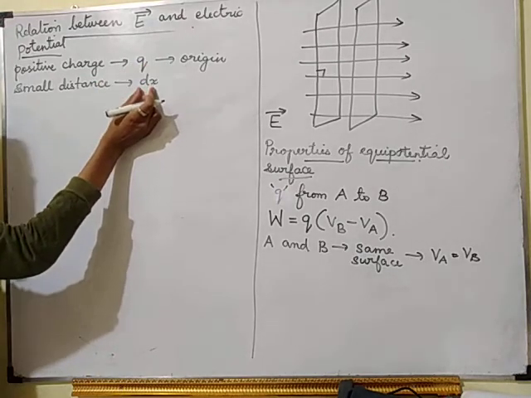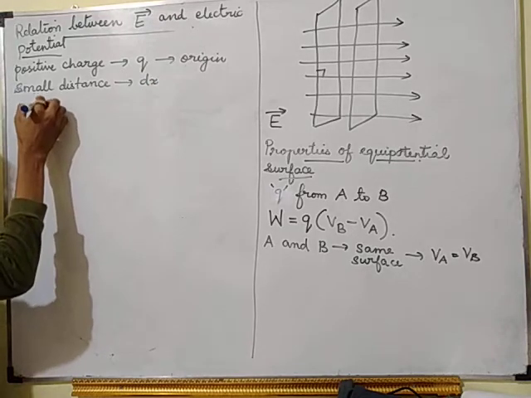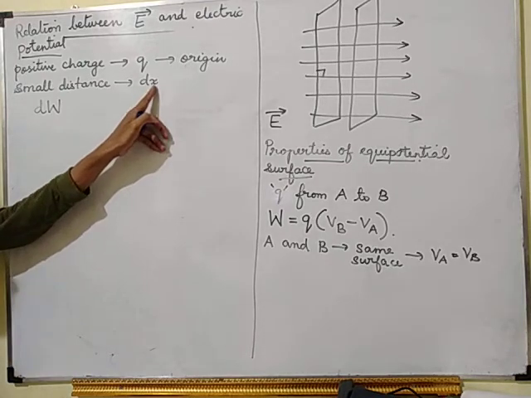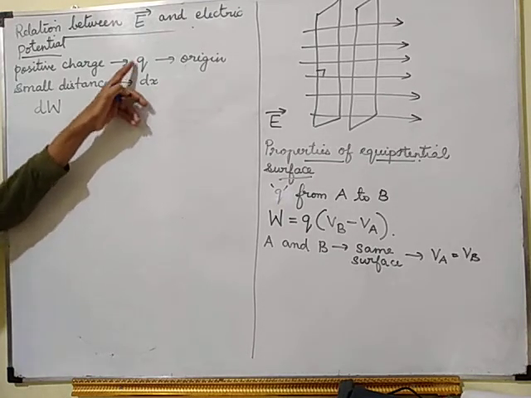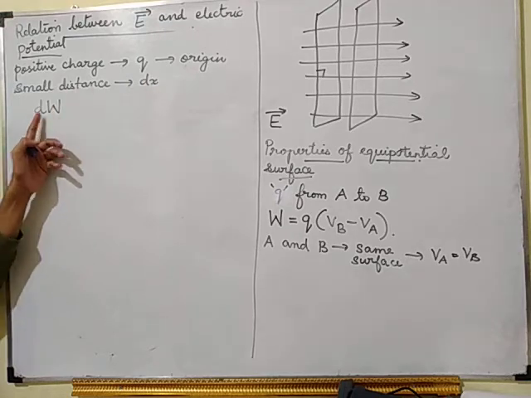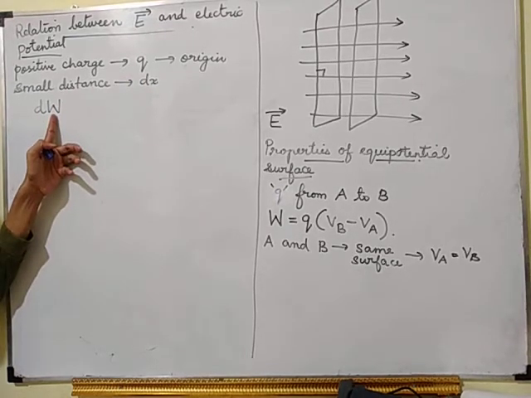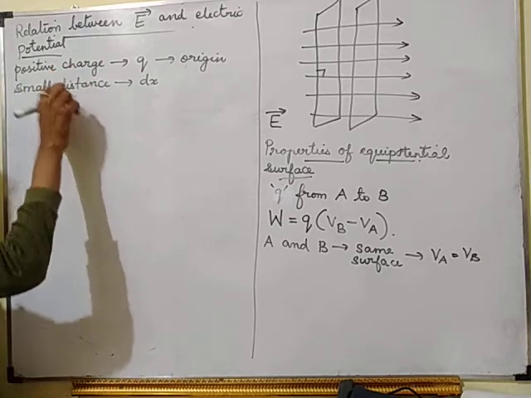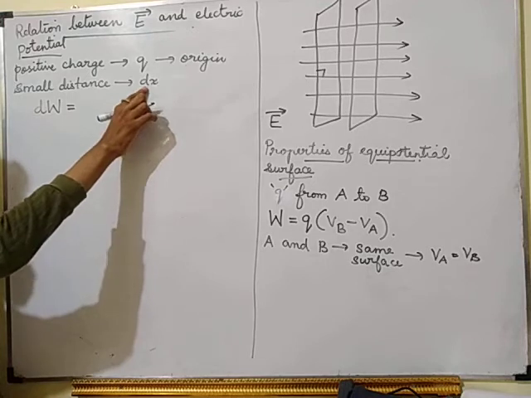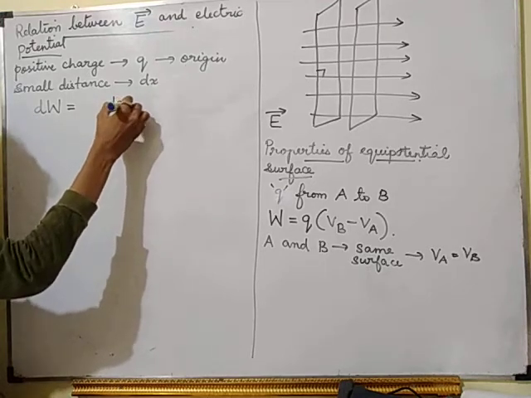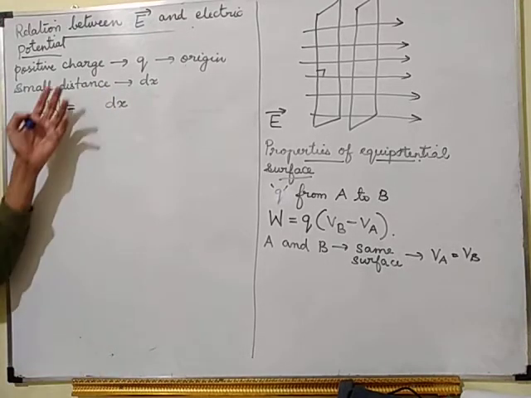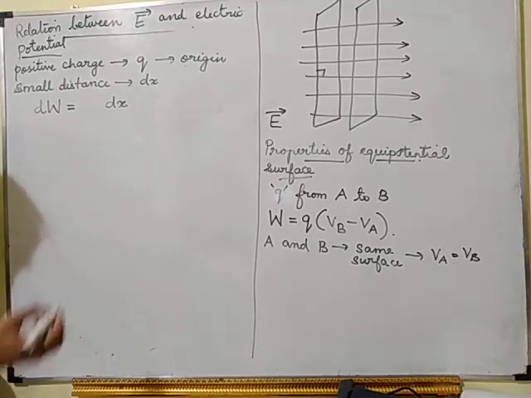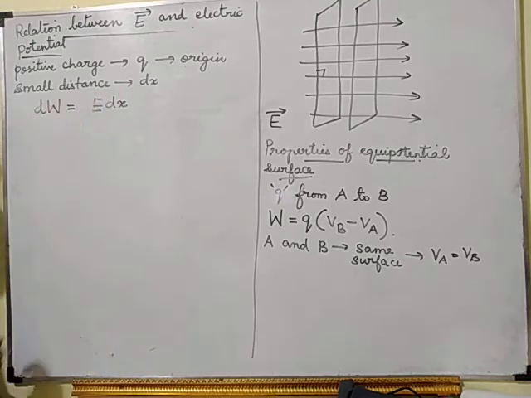For moving a small distance, I will be doing a small work. dW means small work, dx means small distance. So dW is equal to, I am going to move the charge through the distance dx. Where is the charge placed? The charge is placed in the electric field. So I will get E into dx.